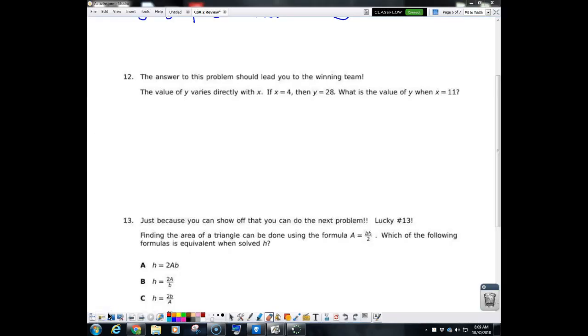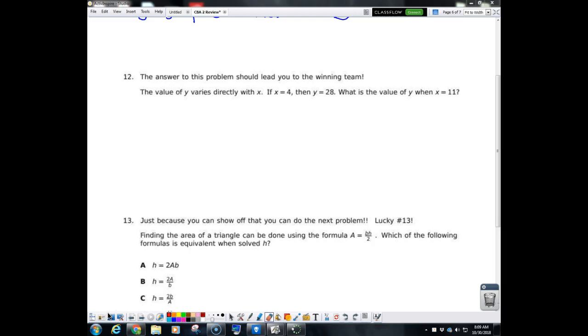Okay, number 12, the answer to this problem should lead you to the winning team. The value of y varies directly with x. If x equals 4, then y equals 28. What is the value of y when x equals 11?